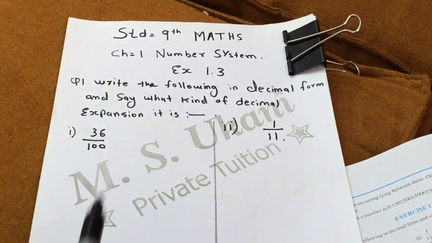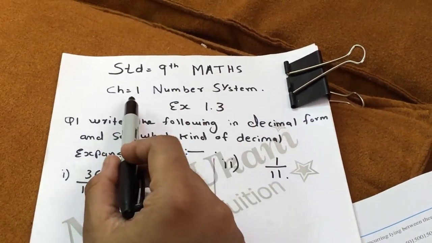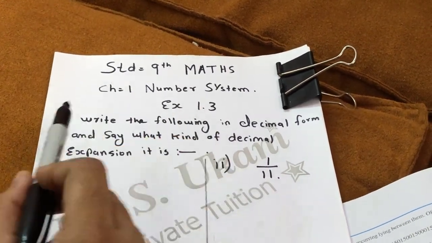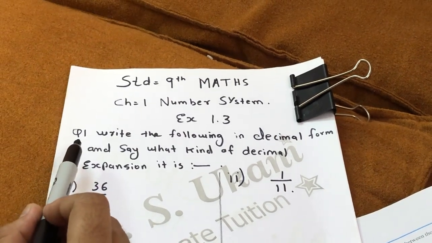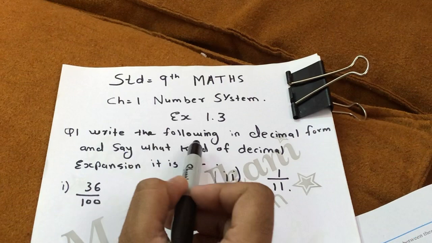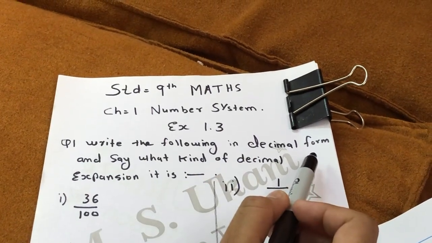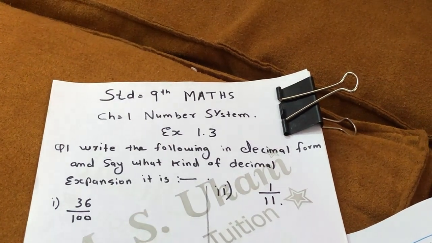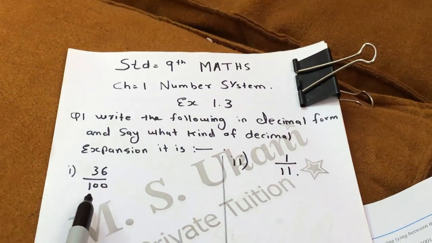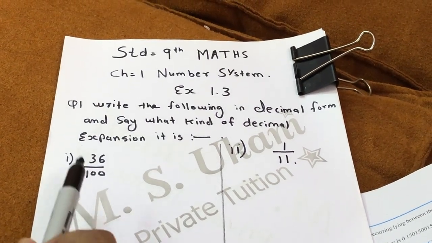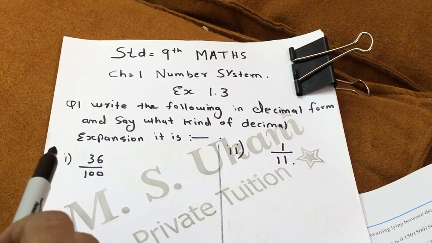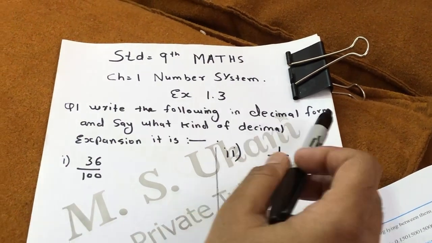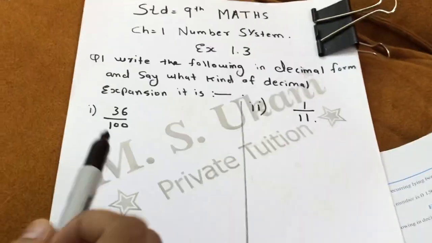So today we are going to study Standard 9 Maths, Chapter number 1, Number System, Exercise 1.3. In that, question number 1. So let us read the question. Write the following in decimal form and say what kind of decimal expansion it is. Here our question is given in fraction, so we have to convert the fraction into decimal, and after converting into decimal we have to say which type of decimal expansion it is. Okay, so let us divide.